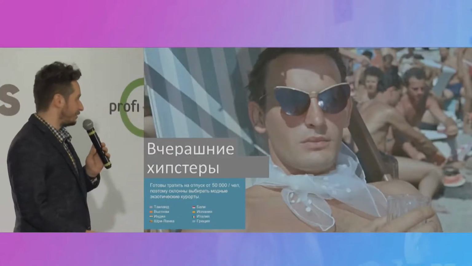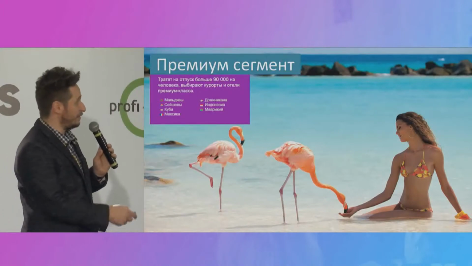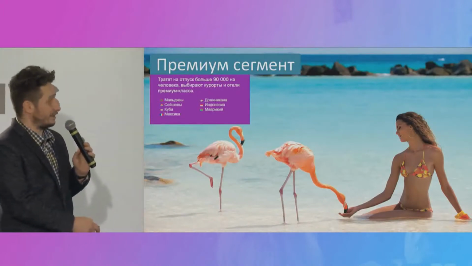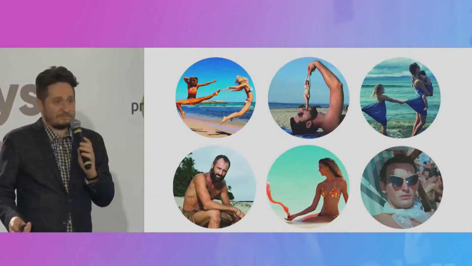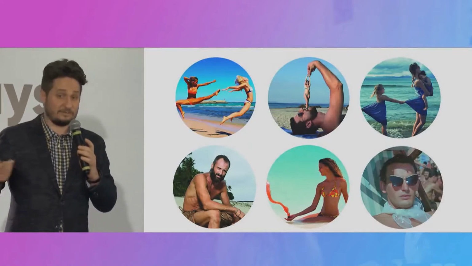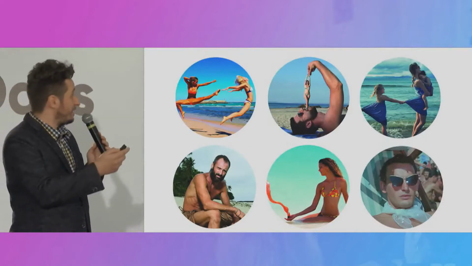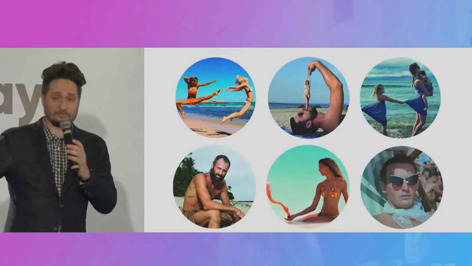Hipsters: people who may have some money, who are planning trips to particular countries, and who demand a particular level of comfort, the premium segment. So these are 6 basic segments. And these people use different communication channels, and we are using different messages to reach out to them.